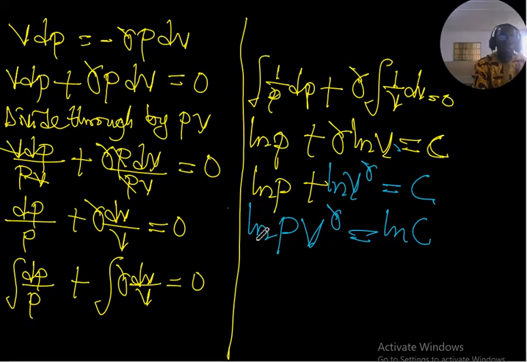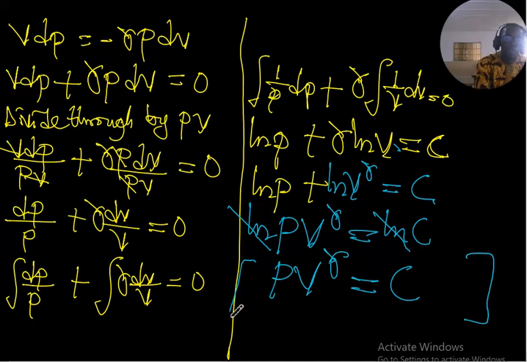So what we have here is that the ln, the natural log, cancels, then you have PV to the gamma equals a constant. Now PV to the gamma equals constant is known as the equation of a reversible adiabatic process. Now this P is the pressure, this is the volume, while gamma is the ratio of the molar heat capacity, which is the ratio of Cp over Cv. Remember we said something about R. R is Cp minus Cv. Note that. So this is known as the equation of a reversible adiabatic expression process.